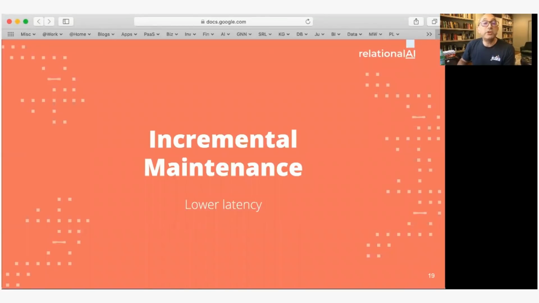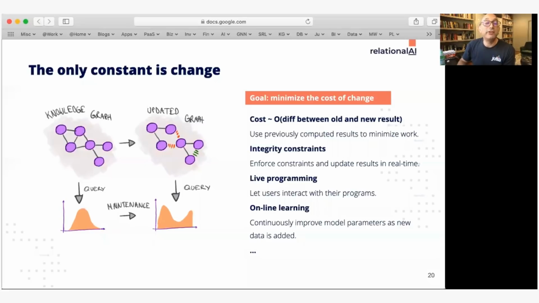All right, the next major building block is incremental maintenance. As the cliche goes, the only constant is change. And the goal of incremental maintenance is to minimize the cost of change. Ideally, if the thing that you're computing before the change doesn't change that much after the change, then you want the system not to do that much work.